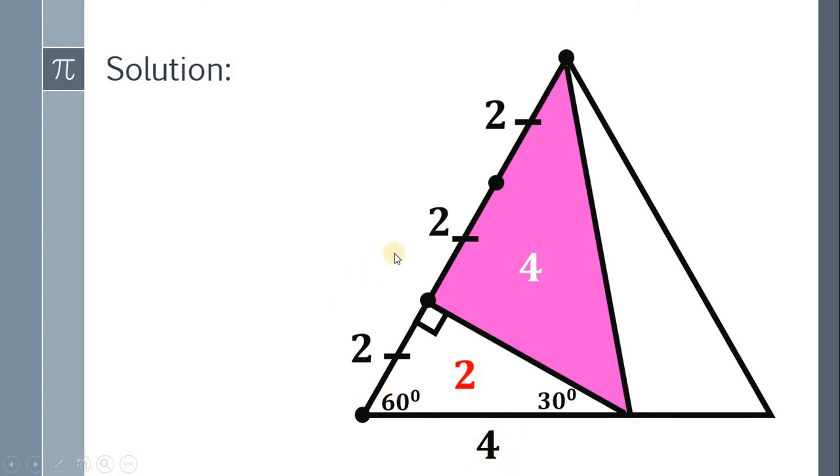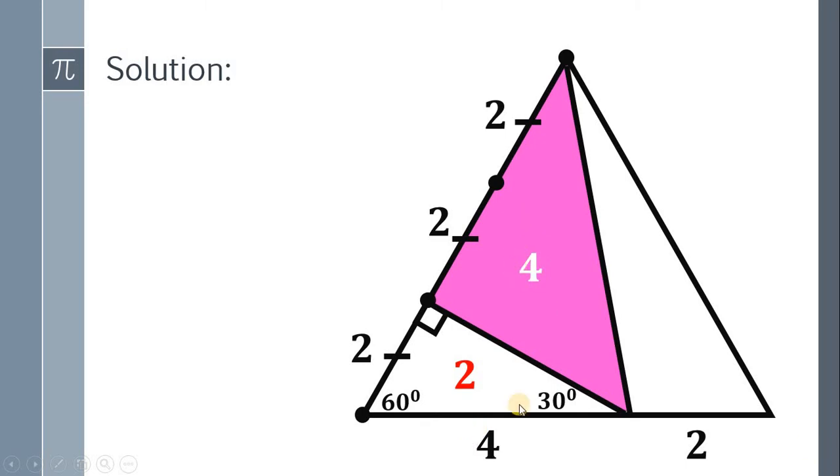Next, the length of the side of this equilateral triangle must be equal to 2 plus 2 plus 2 or simply 6. Now we have 4. It follows that the other segment is 2. So we have 4 plus 2 will give us 6.